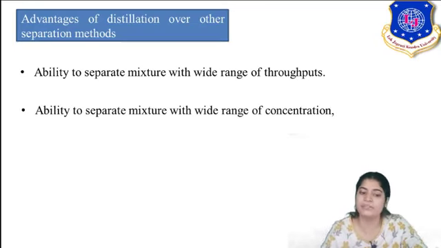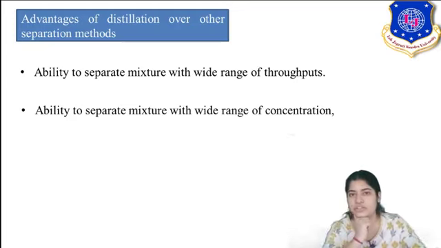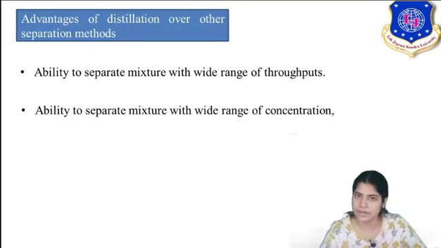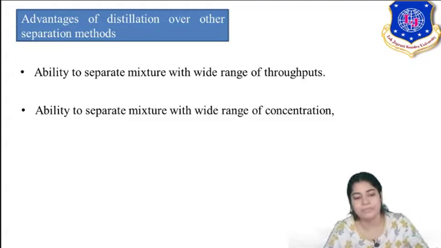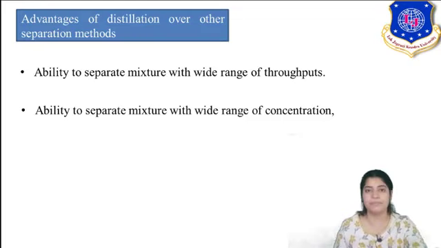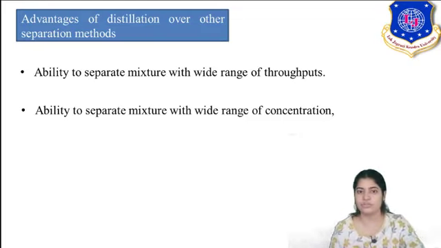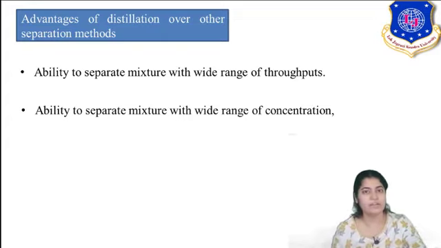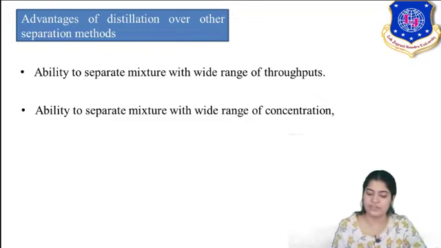Next is the ability to separate mixture with a wide range of concentration. It means you can separate your mixture for any concentration. If you want to separate the mixture up to 50% concentration, then also you can use it, or if you want to concentrate up to 99% of your mixture, then also you can use it. So the feed can be from 10% and I am concentrating up to 50%, or in other cases from 10% I am concentrating it to 80%. So this way it has the ability to separate mixture with that range of concentrations.